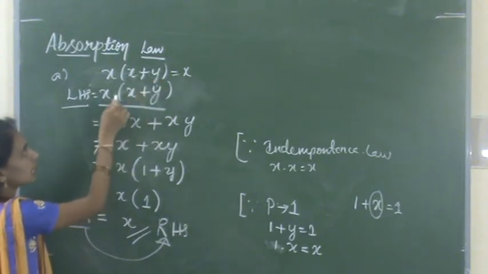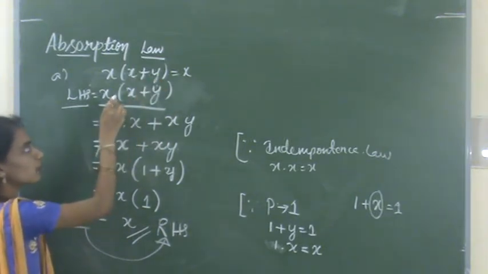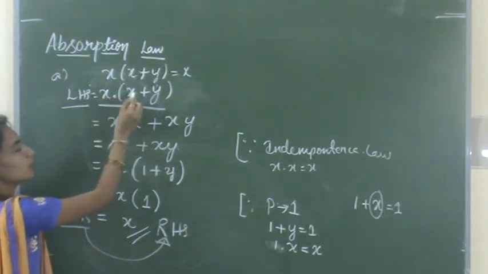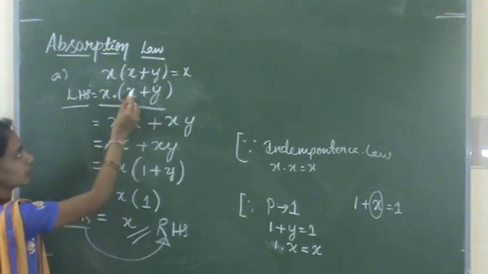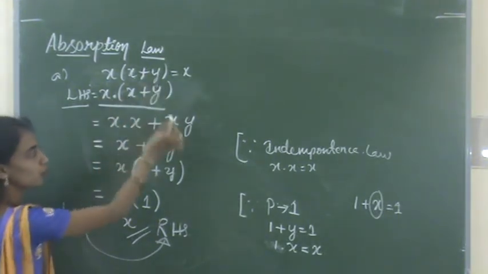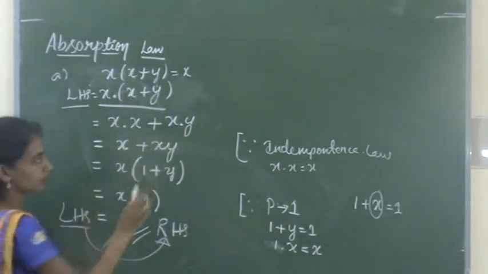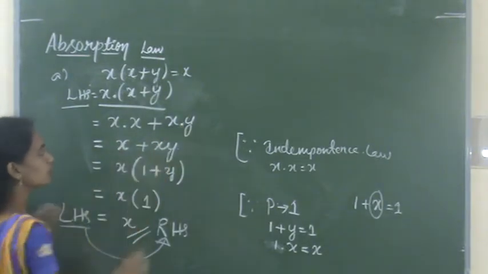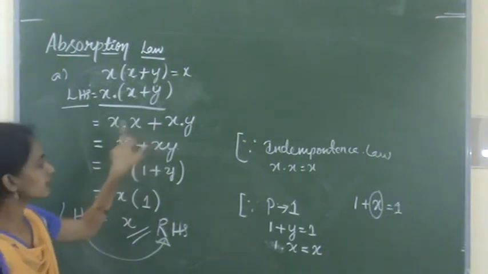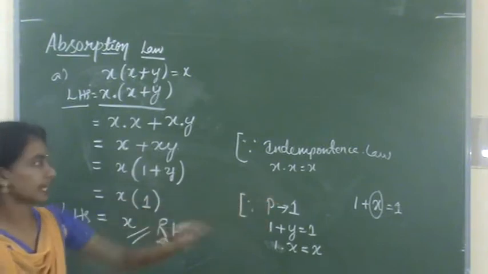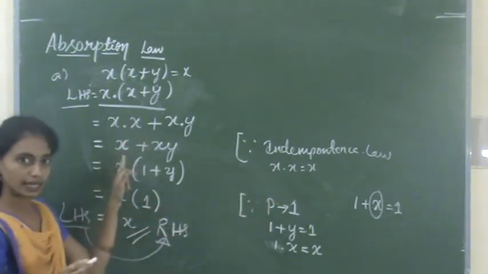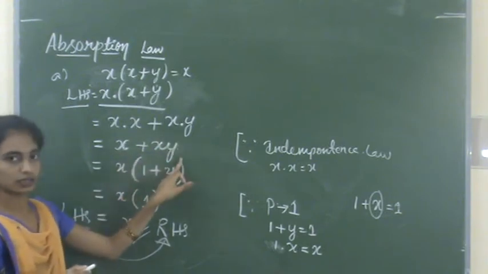After this, here we have logical multiplication. So I am multiplying this x with these two variables. So x into x plus x into y. Now, according to the idempotence law, x into x is equal to x. So I wrote only a single x plus xy, same as it.